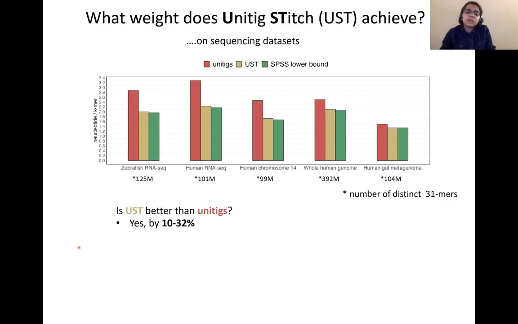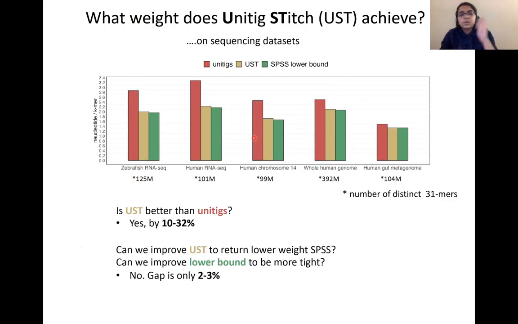Now, what about the lower bound? When we compare it against the lower bound, we see that there is only a 2 to 3% gap between UST and the lower bound. So this is interesting because it tells you that the greedy algorithm performs reasonably well in practice. So even if you have a non-greedy perfect algorithm to find the minimum vertex disjoint path cover, it's not going to improve results that much.